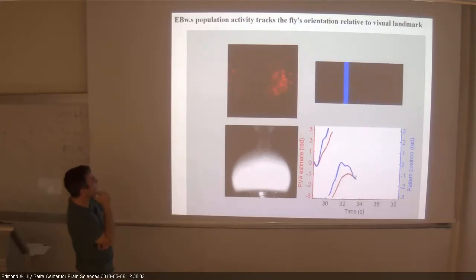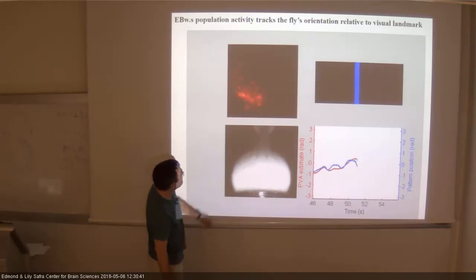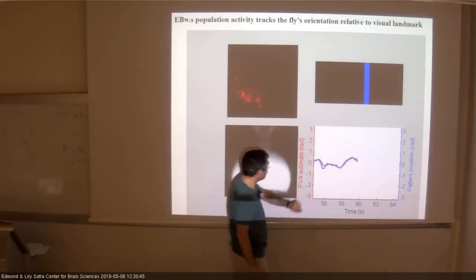And what you can see is that the activity in the ellipsoid body tracks the angle of the visual input. And in fact, one can construct a decoder that uses this activity to decode the location of the visual input, and this is what you see here.